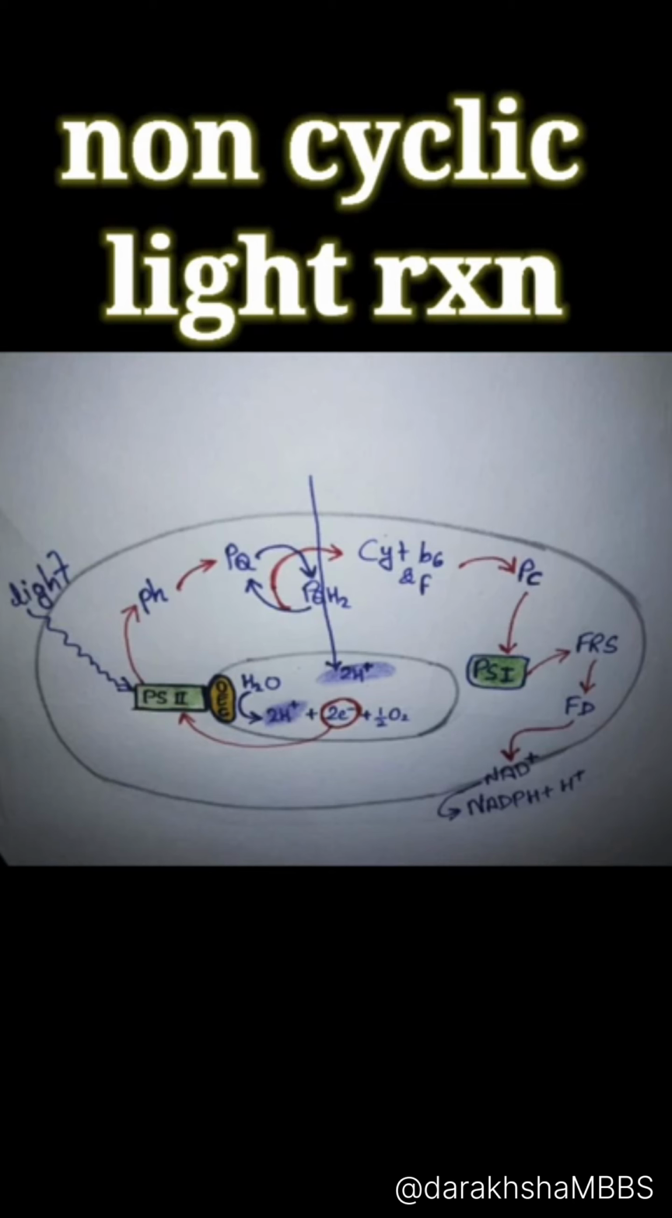The most important thing, if you noticed here, is that the flow of electrons occurs in the intermembranous space of the thylakoid, which is a place between the inner membrane of a thylakoid and the outer membrane of a thylakoid.